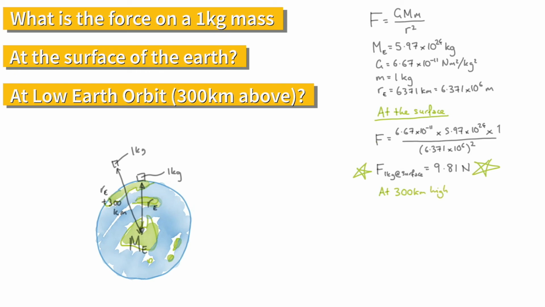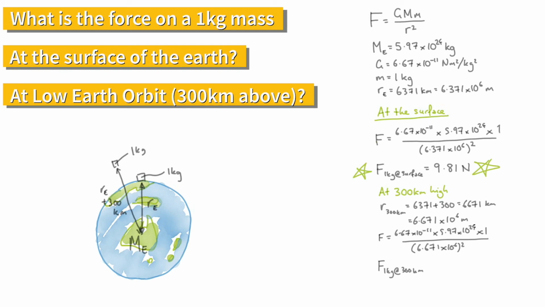Okay, so really interesting answer there. Now let's look at 300 kilometers high. All that changes is the radius is 300 kilometers higher. So that's 300,000 meters. So we add 300,000 meters and we get 6,671 kilometers, or 6.671 times 10 to the 6 meters. We put that in our same form as before, so GMm on r squared, and we get a different answer.